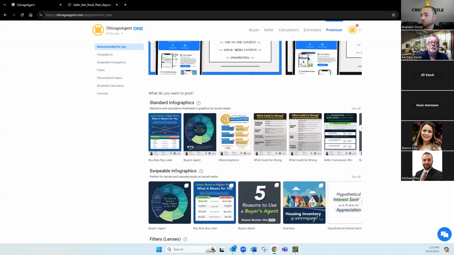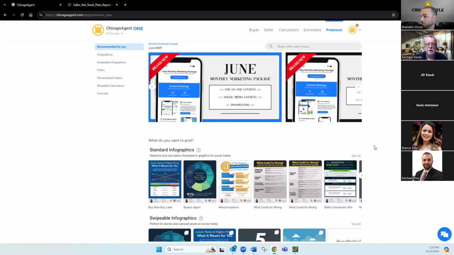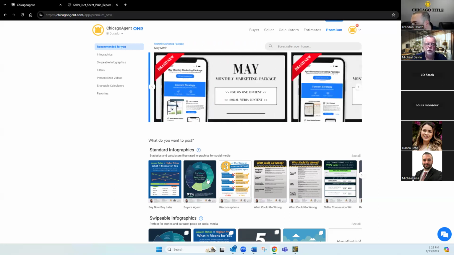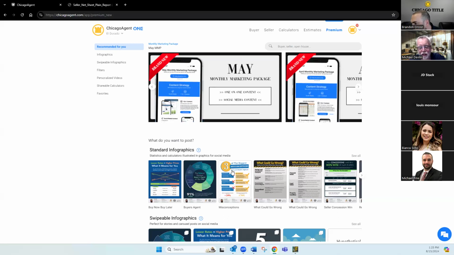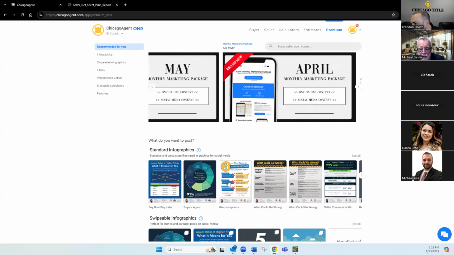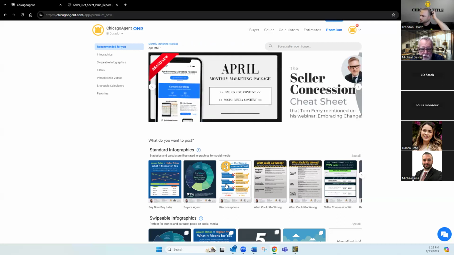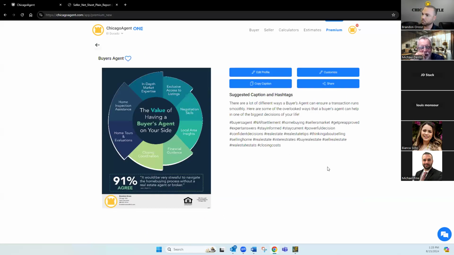By the way, the one that says buyer's agent, 91%, right in the middle there, standard infographics, second one from the left, third one from the left. That one and the one to the left of it, the one that's teal with the circle right there. Those two, I've actually found myself copying from other real estate agents' social media. And then I realized I already had it, and they had personalized it because they had a premium account, which I actually do too. But this looked like a nice little infographic.